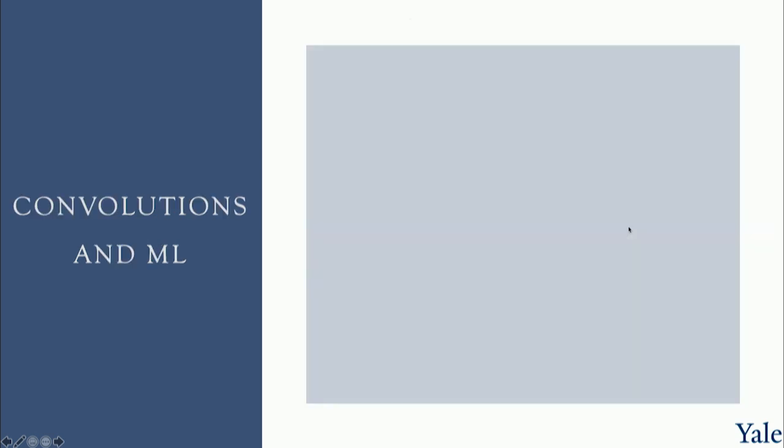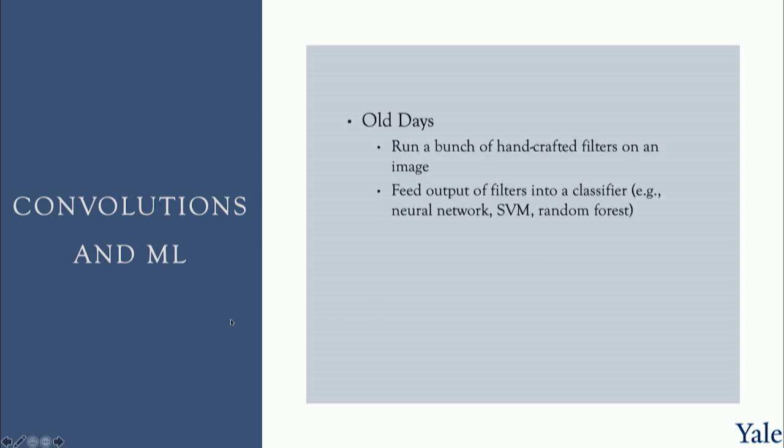So now that we have a better sense of what convolutions are, let's go back to our discussion on how it relates to machine learning. So back in the old days, we would run a bunch of handcrafted filters on an image. This means we would hand-pick the weights for the convolution filters based on some prior knowledge of what kind of features might be important. And then this would be fed into a traditional machine learning classifier like an SVM.